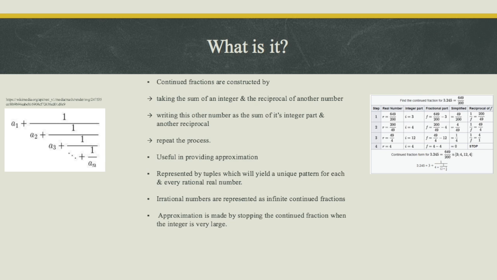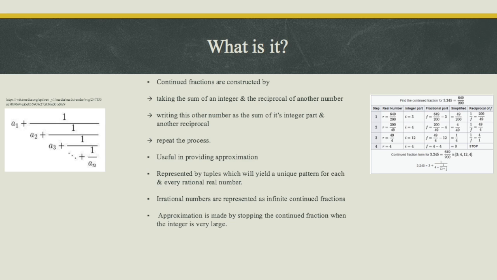Continued fractions are a mathematical object constructed by taking the sum of an integer and the reciprocal of another number, then writing this other number as a sum of its integer part and another reciprocal, and repeating the process. This is useful as it can provide a good approximation to any real number and contains several desirable properties.